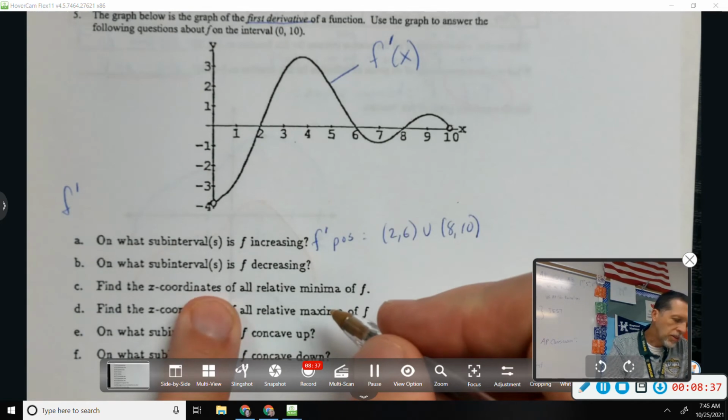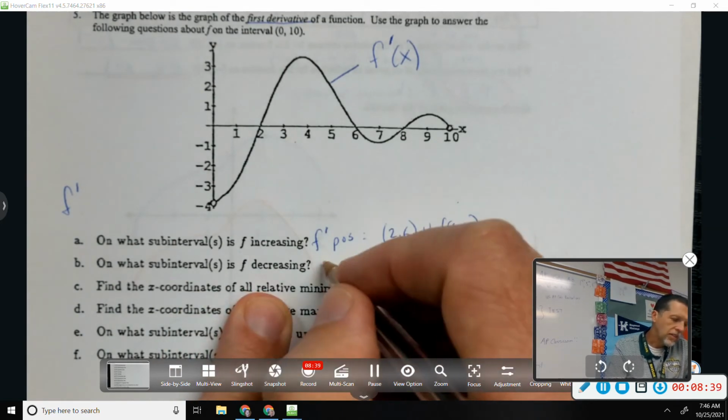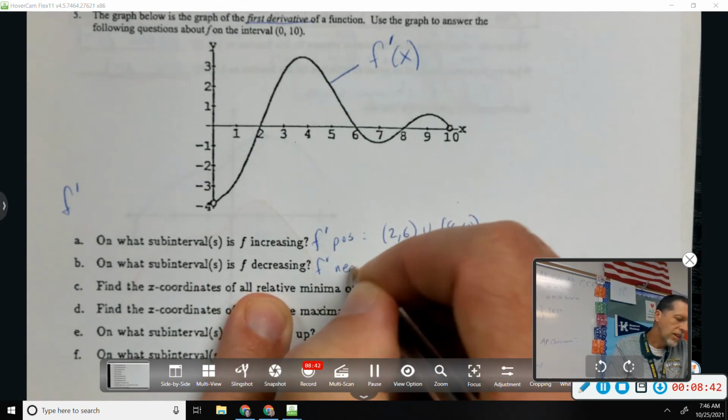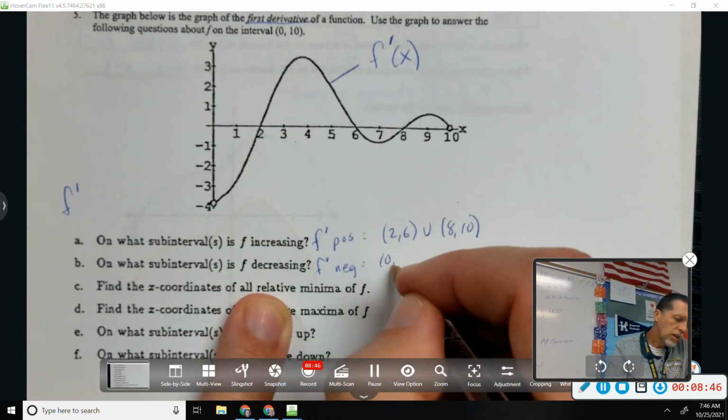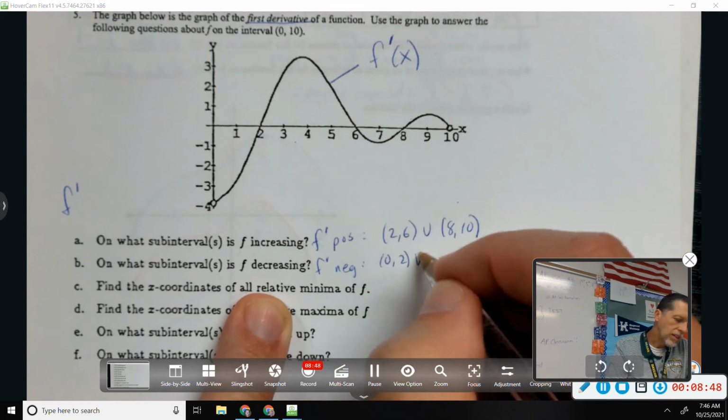On what subintervals is f decreasing? Well, that would be where f prime is negative. f prime is negative from 0 to 2 and 6 to 8.